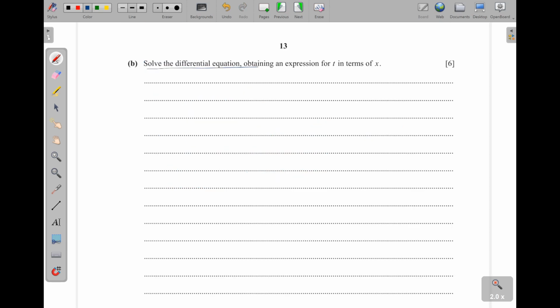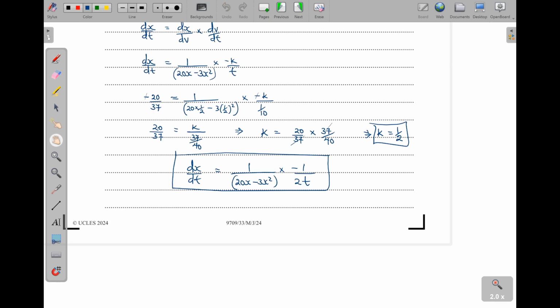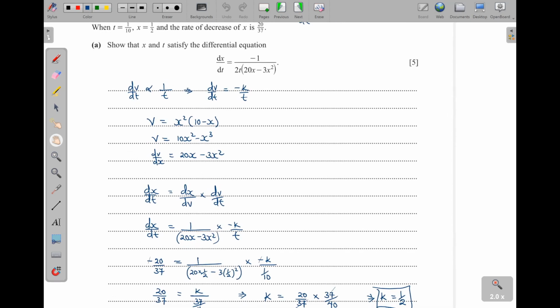Part B, solve the differential equation obtaining an expression for t in terms of x. So the first thing to do is to separate variables. Separating variables, you put x's on one side, and then you put the t's also on one side. So this is our differential equation here. To separate the variables, I will just cross multiply. So this part here will have to come here, and then it multiplies with the dx, and then the t to multiply with this negative 1 over 2t.